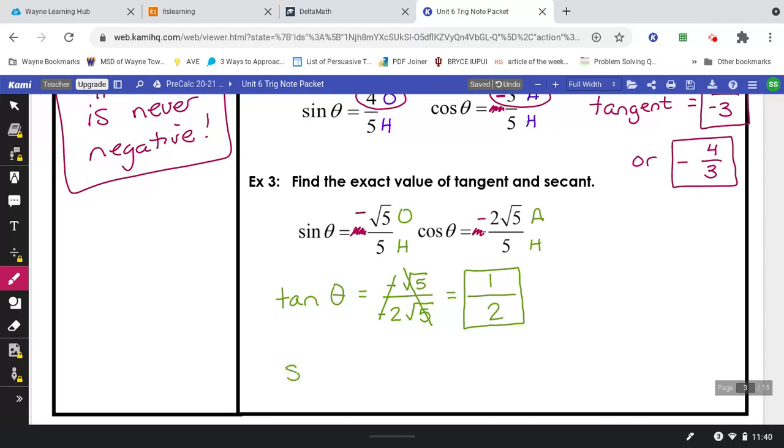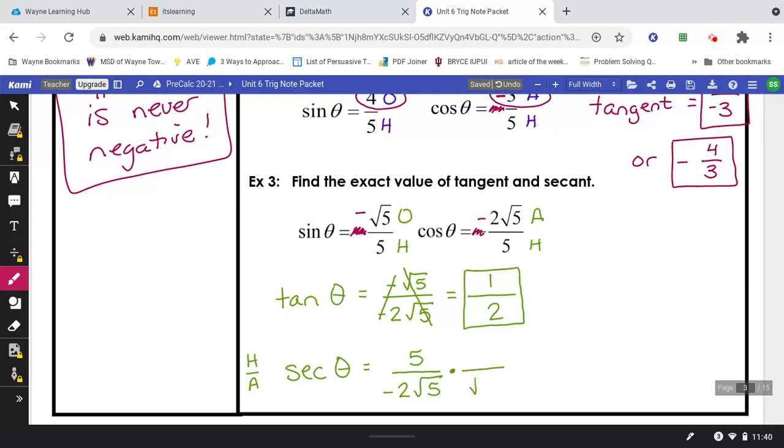All right, let's work on secant. Secant is cosine's reciprocal, so that'll be h over a. It'll look like we just took the cosine and flipped it. 5 over negative 2 square root of 5. So unfortunately here I can't cancel the 5s because one is in a square root and the other one's not. So I will need to rationalize the denominator.